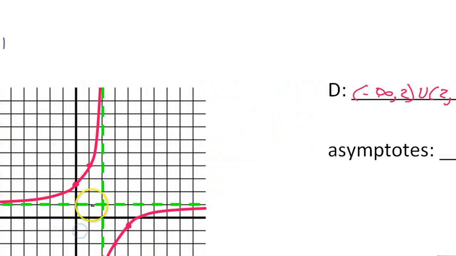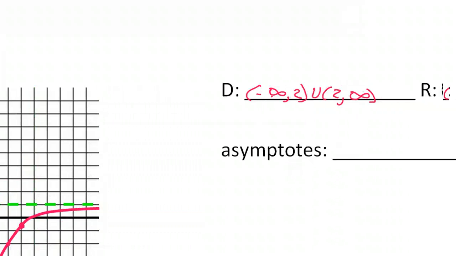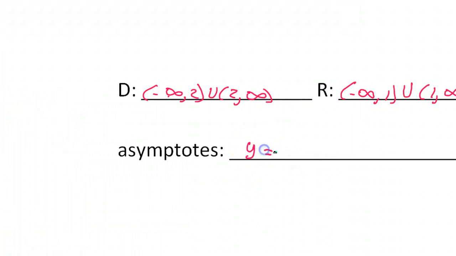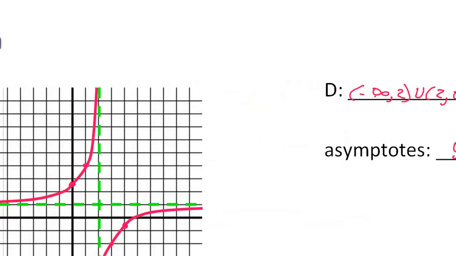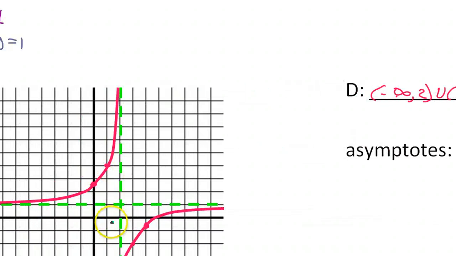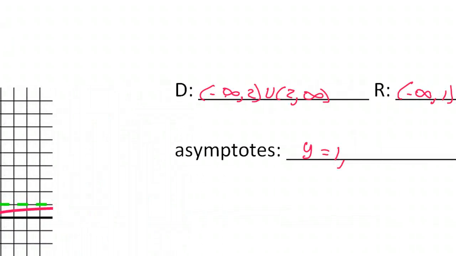Alright, we have a horizontal asymptote at 1, so that's y equals 1. And we have a vertical asymptote at 2, so that's x equals 2.